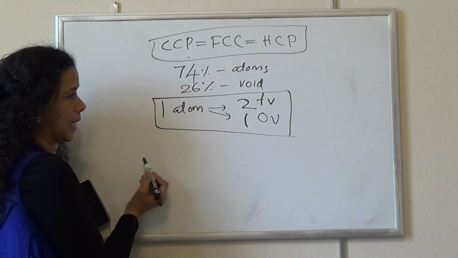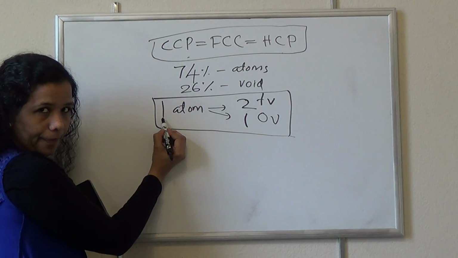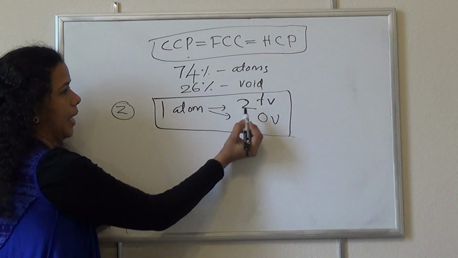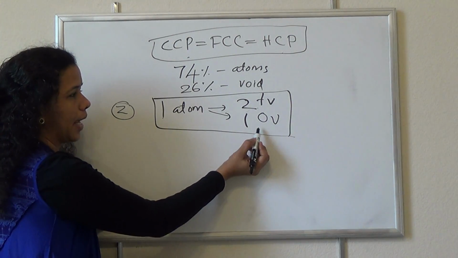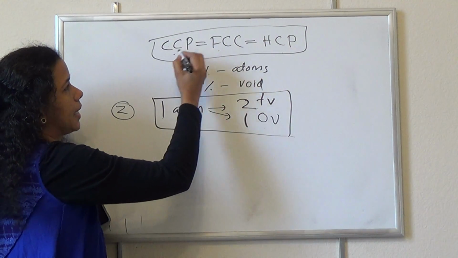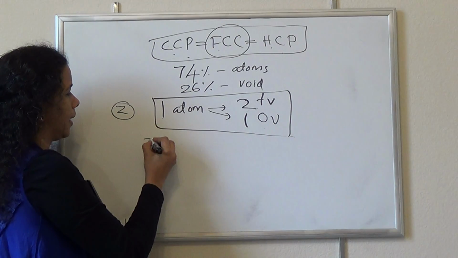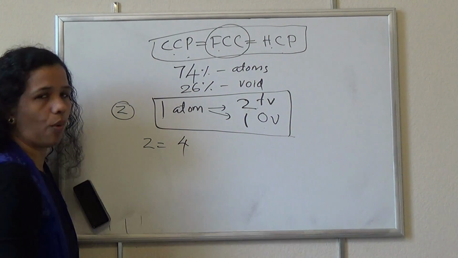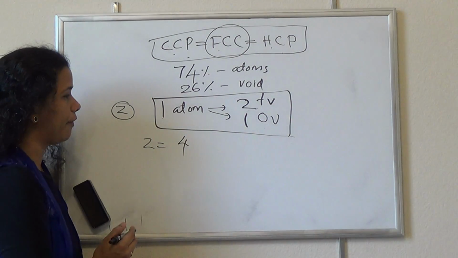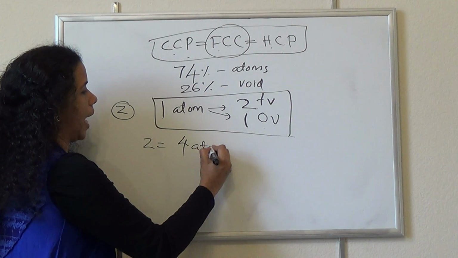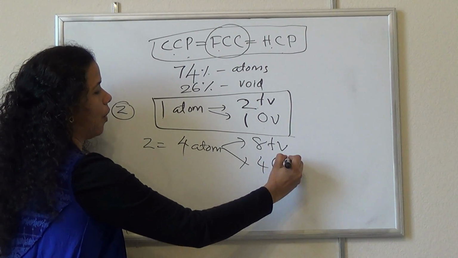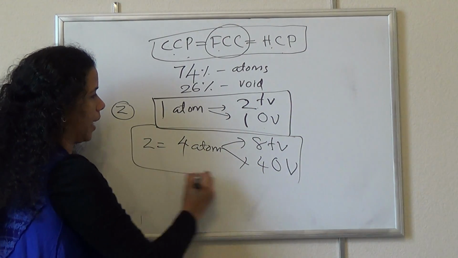In close packed structures, per atom, that is per effective number of atoms Z, there will be 2 tetrahedral voids and 1 octahedral void. So in HCP, CCP or FCC, we already learned the value of Z is 4, that is 1 atom from the corners and 3 atoms from the face centers. For 4 atoms, there will be 8 tetrahedral voids and 4 octahedral voids. You have to learn this by heart.